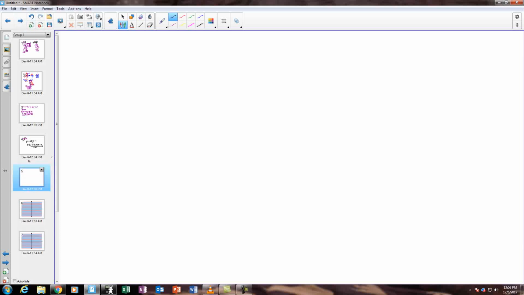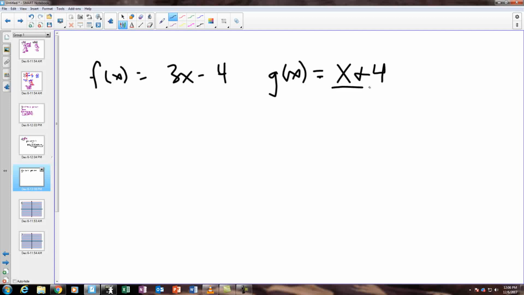Now 7, I give you two functions. I tell you that f of x is equal to 3x minus 4, and g of x is equal to x plus 4 all over 3. And so our goal is to show f inverse of x. Either way, we're trying to show that these two functions are opposites or inverses.